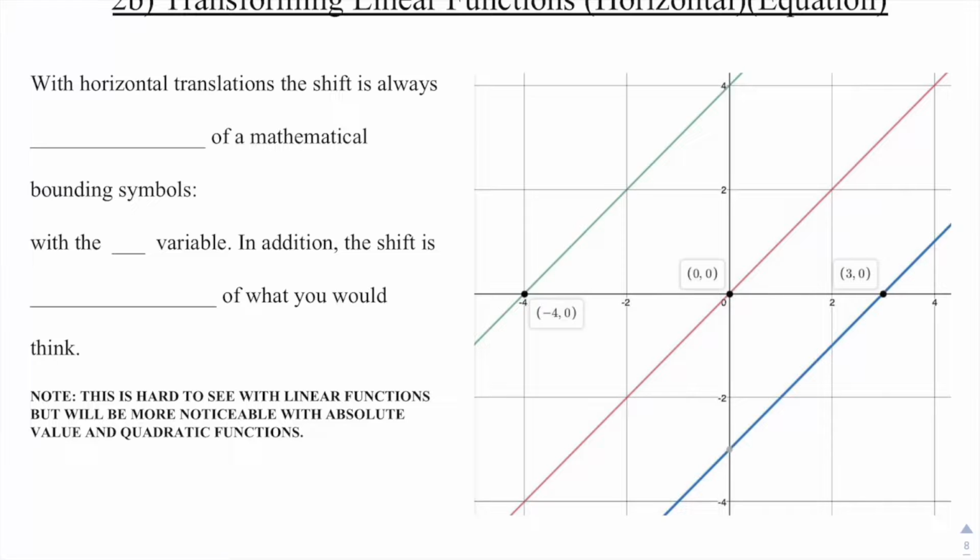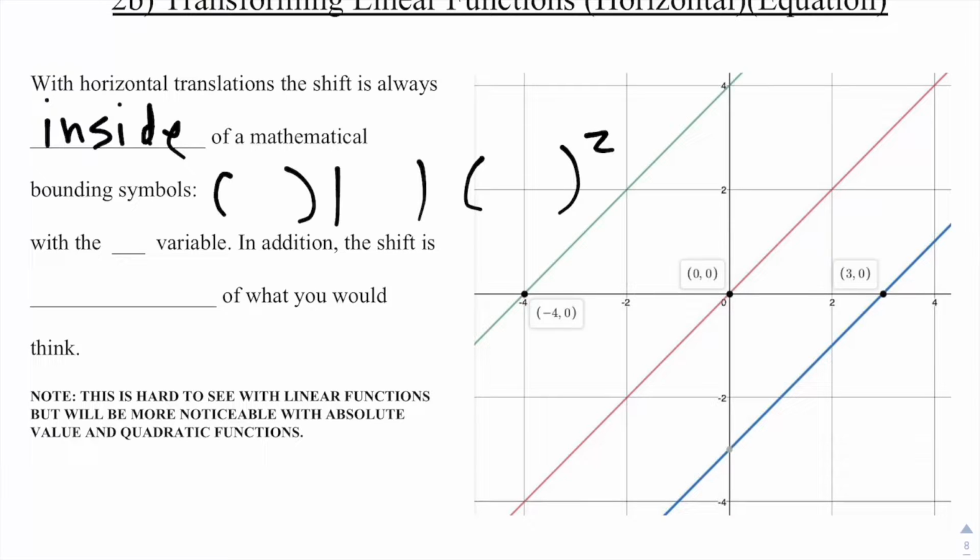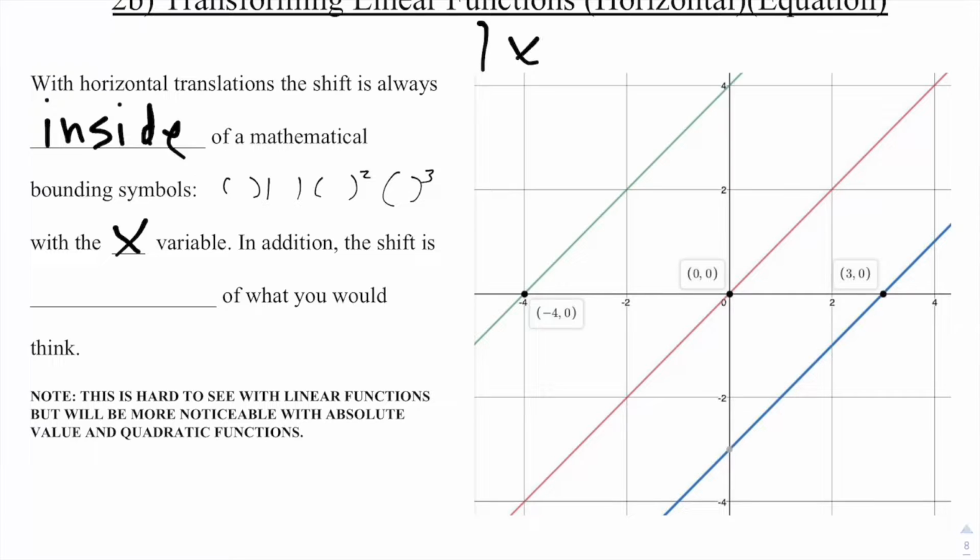With horizontal translations, the shift is always inside of mathematical bounding symbols. So what I mean by that is it's always inside a parenthesis or inside an absolute value bar, or with quadratics it'll be inside of parentheses with a square up here, or with cubics it'll be inside of parentheses with a 3 to the power of 3. So a horizontal shift is always inside mathematical bounding symbols, and it's in there with the x variable. So like in an absolute value you would see something like this.